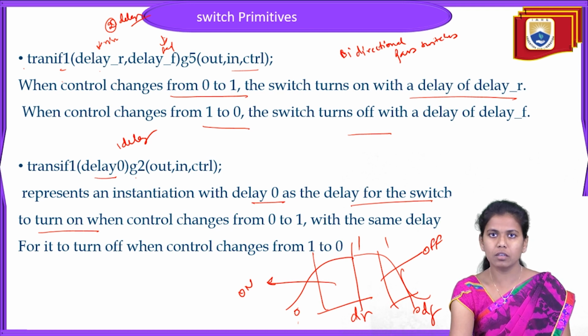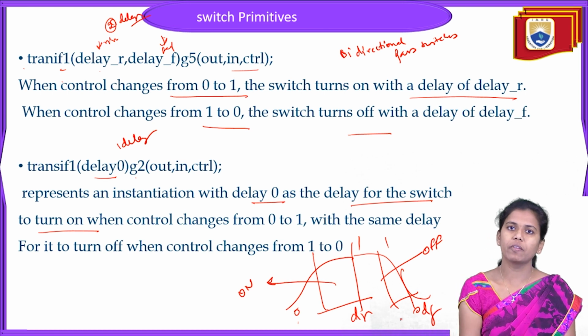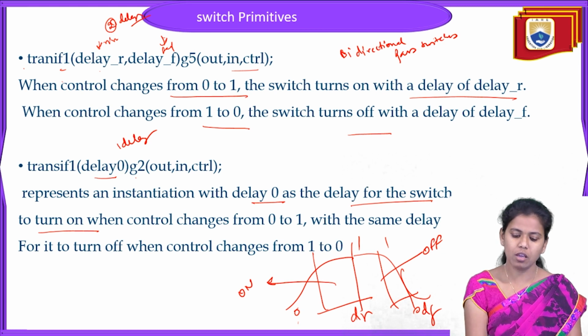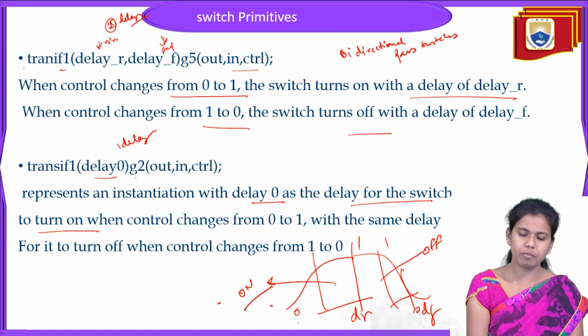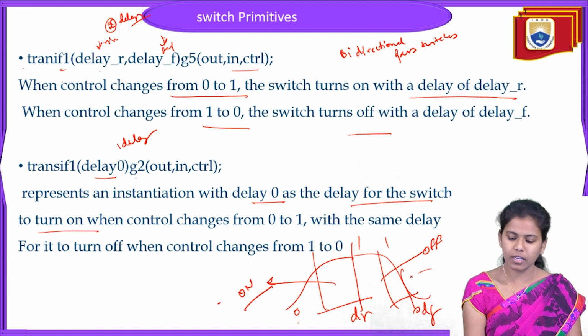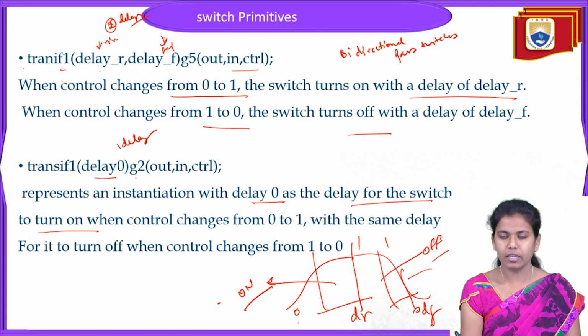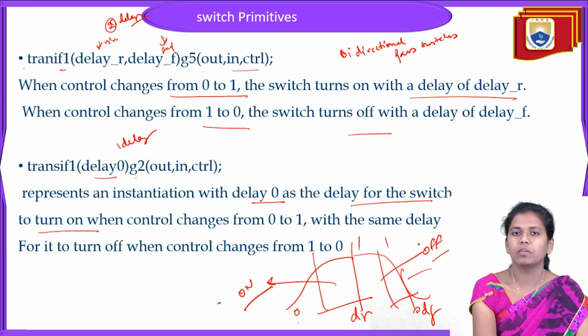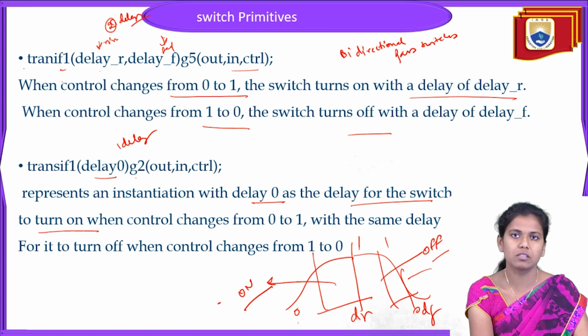So here in this delay 0, the switch will be in the on condition only when the control signal is driven from 0 to 1. When the control signal is driven from 0 to 1, then in such cases the switch will be on. And when it is falling from 1 to 0, then here the switch goes to the off state, and you call that delay as the turn-off delay. So here this example is with respect to the bidirectional pass switches.